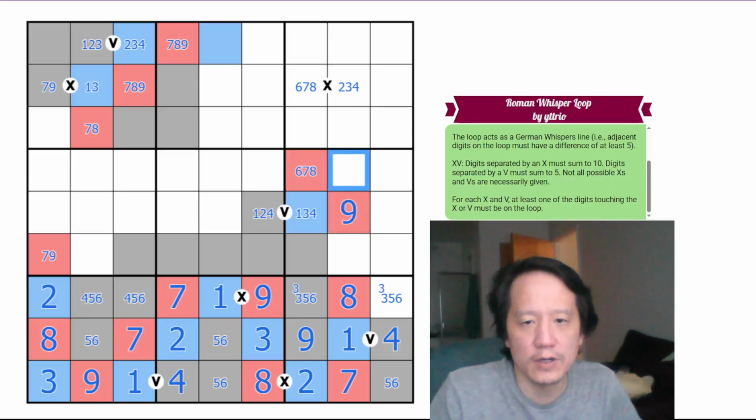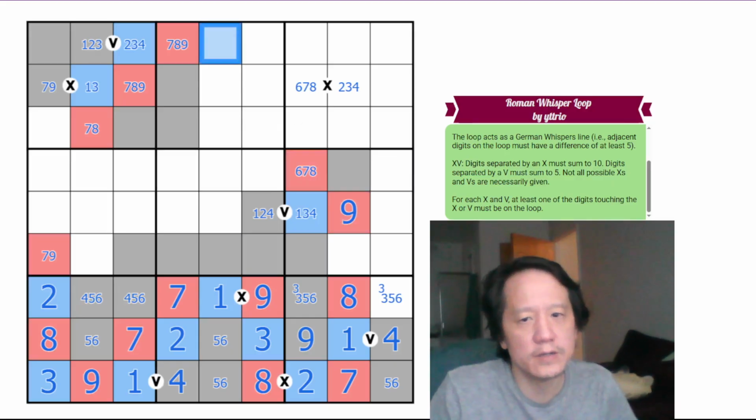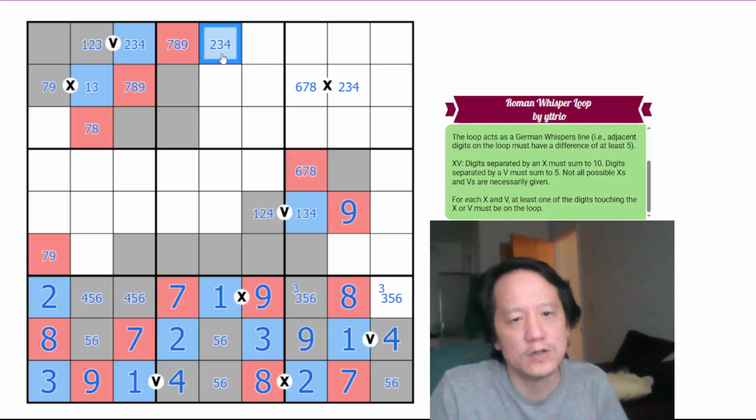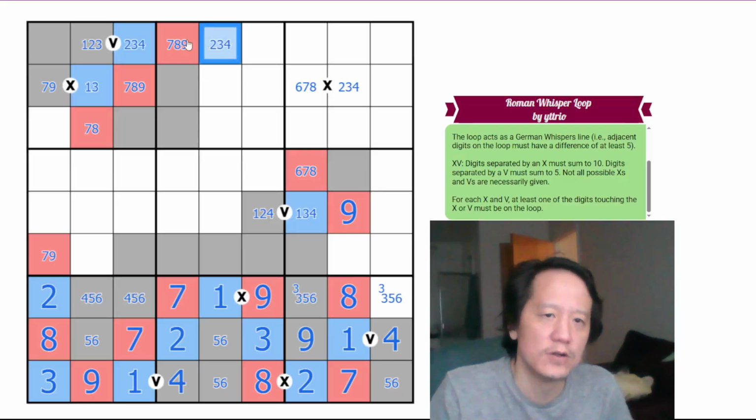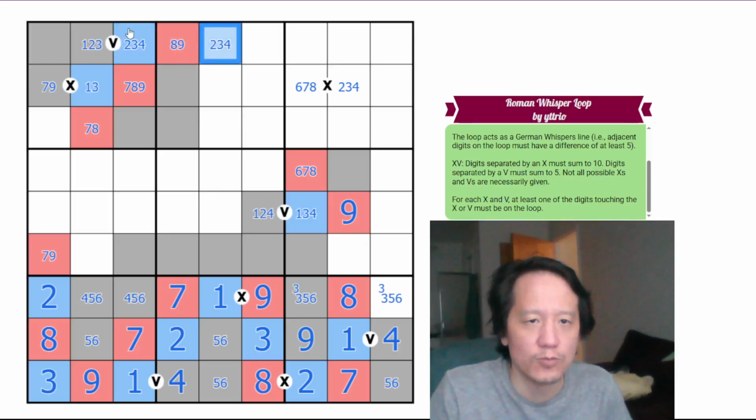This cannot be on the loop because it would be touching itself. This is 2, 3, or 4. So since this can't be 1 here, this can never be a 7 then. 7 has to be between only 1 and 2, and neither of these could be 1.